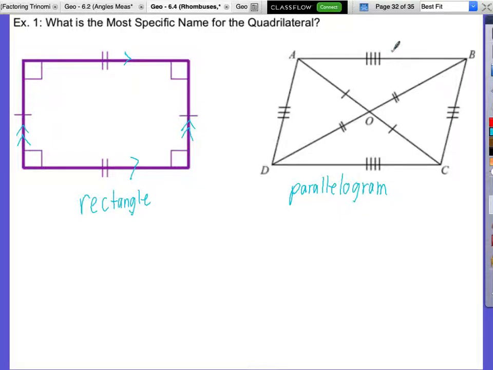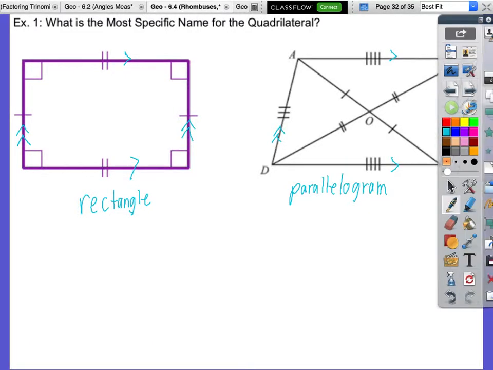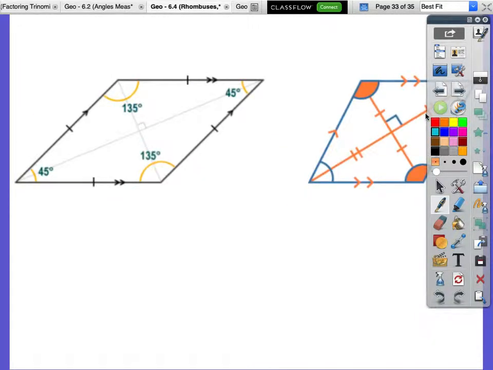Well, sides are parallel, so that would just be true for a parallelogram. But what would we need to know for this to be a rhombus? The angles would have to be 90 degrees. That'd be not a rhombus, but a rectangle. So if the angles are 90 degrees, it could be a rectangle. We don't know that. What would we need to know about the sides for it to be a rhombus? They would all have to be congruent. Are they? No. So the most specific name we can have is a parallelogram. Let's go to the next one.